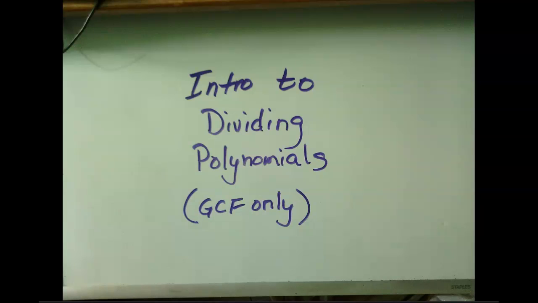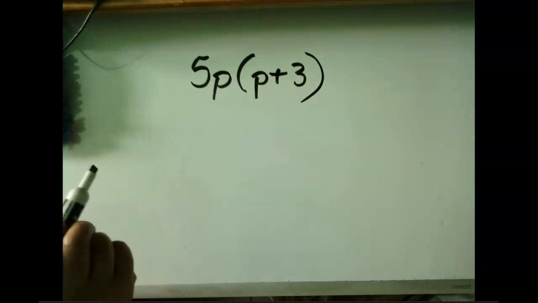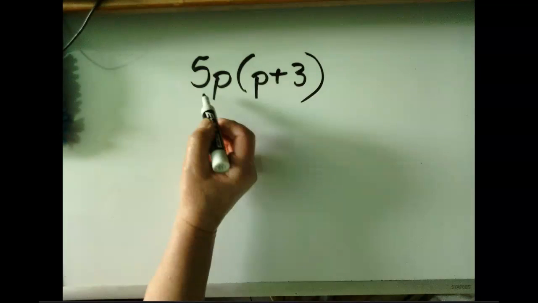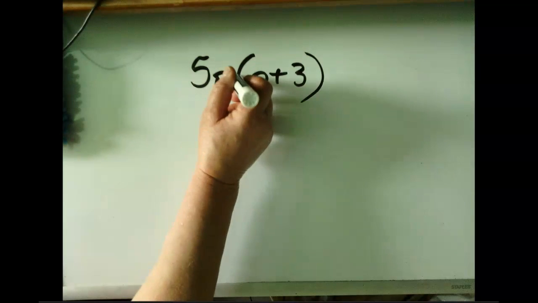Okay, this video is going to introduce us to the last operation that we need to do with polynomials, and that is division. And we're going to begin with the simplest type of division, and that is when you have a polynomial and you have a greatest common factor of your terms, and you divide that out. So let's begin.